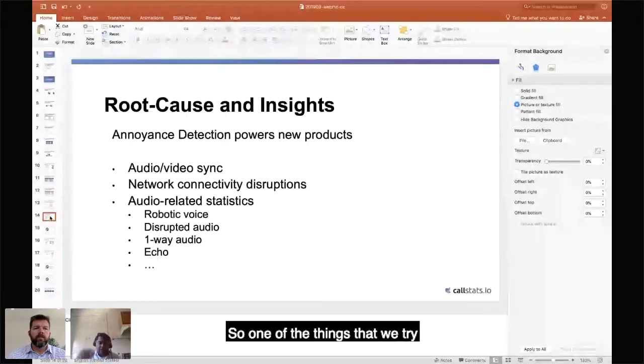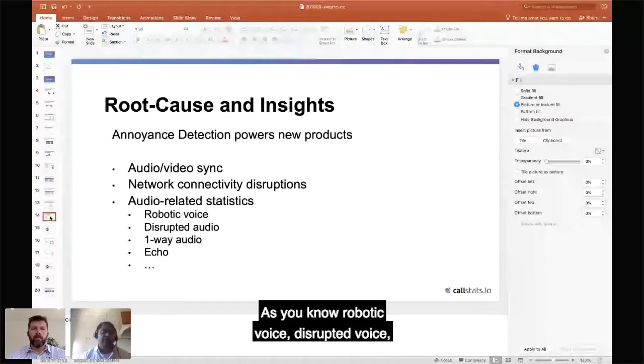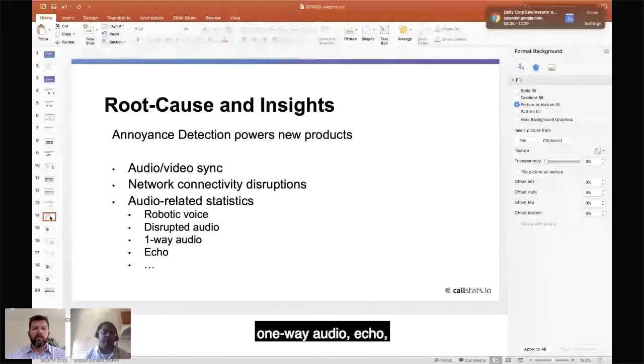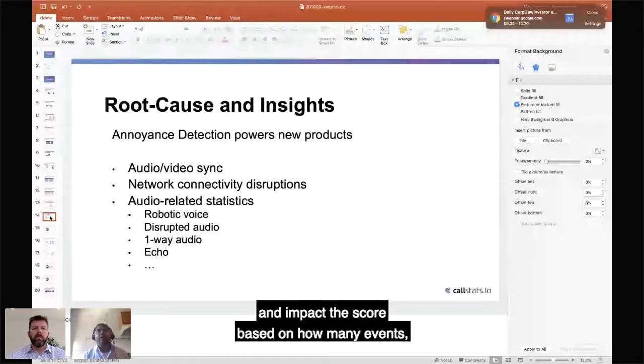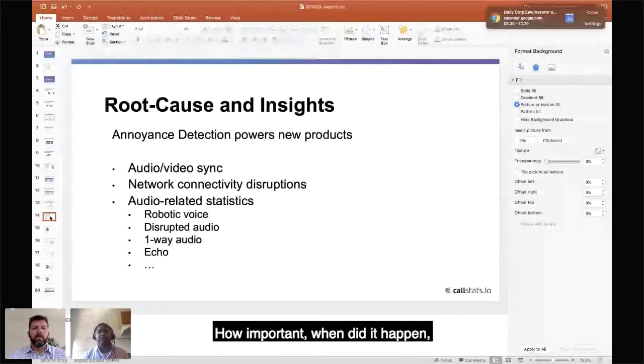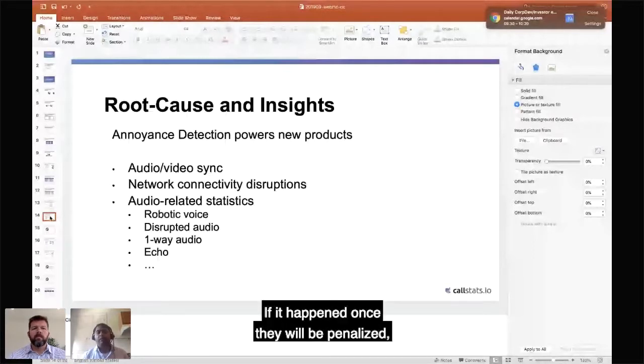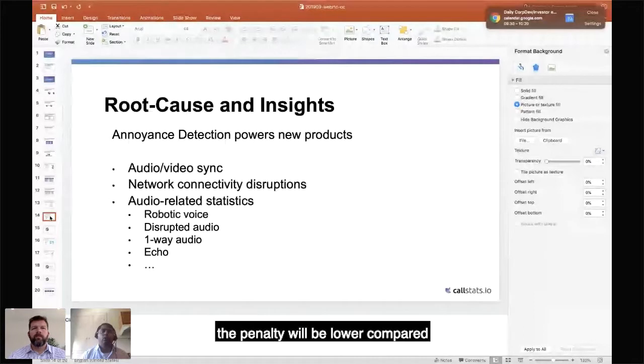One of the things we try to detect as a consequence of this is audio-video synchronization and network connectivity. And just with audio, because the focus is call centers, it's robotic voice, disrupted voice, one-way audio, echo. We take these into account and impact the score based on how many events, what is the frequency of these events, when did it happen, and did it happen regularly, right? If it happened once, you'll be penalized less. The penalty would be lower compared to if it happens more often.